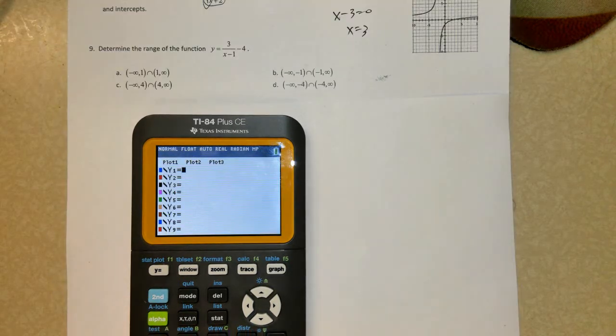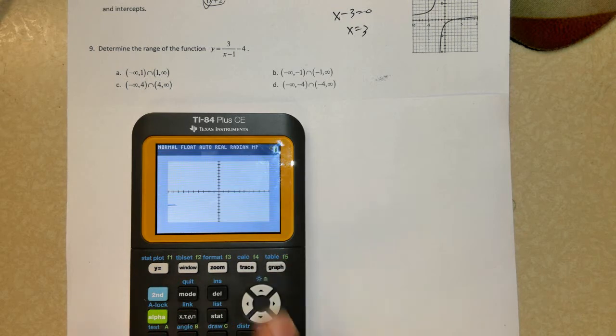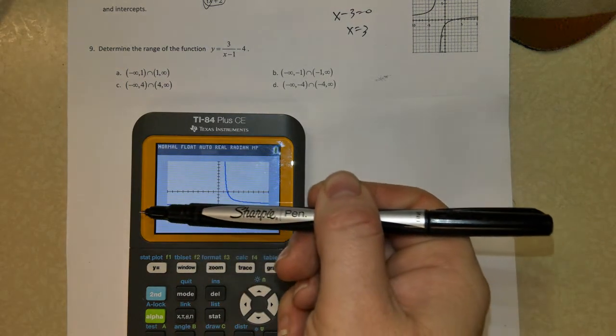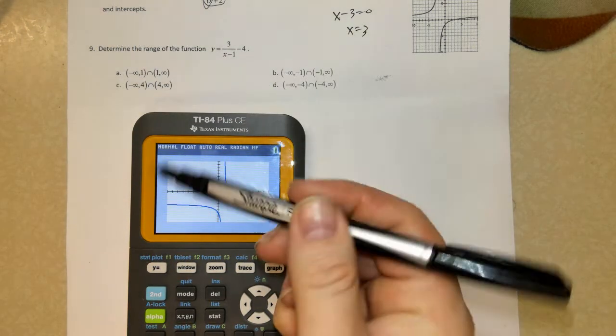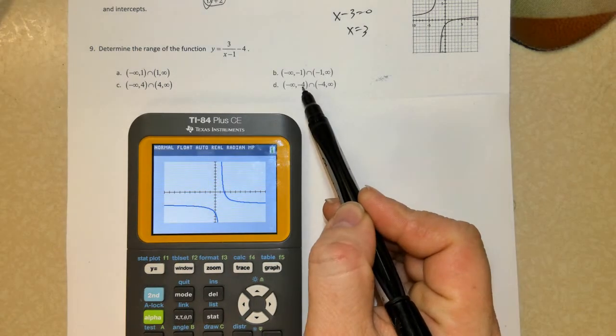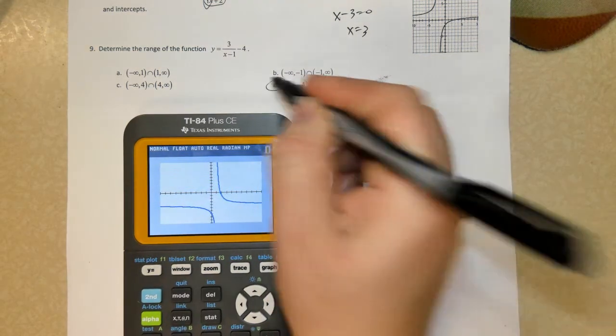I'm going to graph the next one, -4 plus 3 divided by x minus 1. I'm graphing this to check the range. So it comes up from infinity, goes all the way up to -4, approaches it, doesn't touch it, hops over, and continues from -4 to infinity. So negative infinity up to -4 and -4 to positive infinity. The correct answer is D.